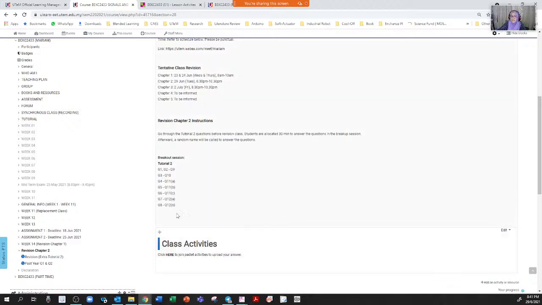Okay, students will need to earn it, which means that they need to submit to the Padlet, and then we will discuss. So that is how you earn it, by actually going through the tutorial, and after that we will discuss if it's correct or wrong.